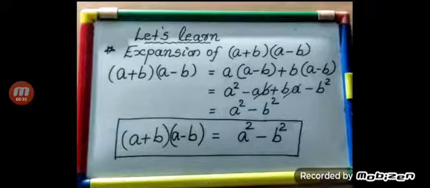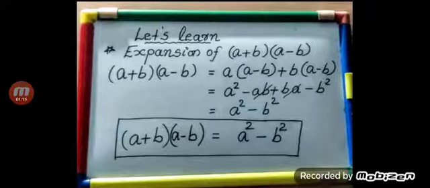Today we are going to learn the expansion of (a plus b) into (a minus b). A plus b is a binomial, a minus b is also a binomial, and we are multiplying these two binomials. So let's see (a plus b) into (a minus b). How to multiply two binomials? A into (a minus b) plus b into (a minus b). A into a is a square, minus a into b is ab, plus b into a is ba, minus b into b is b square.